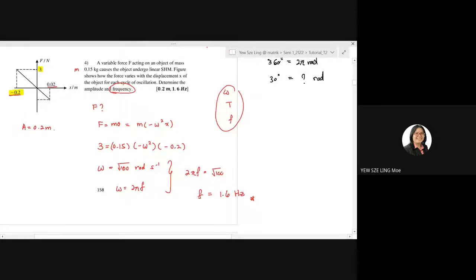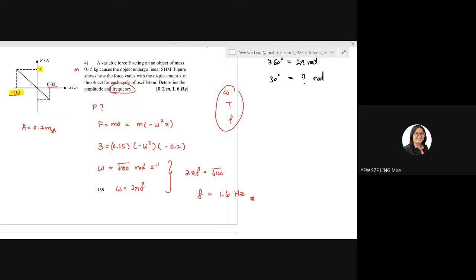So now we have the frequency, we have the amplitude. Remember, if you are given a graph, you try to locate the point where you can link the information from the x component and y component together. So for this question, obviously it happens at F equal to 3 and x equal to negative 0.2. That is the information that we can use in our equation. So when x equals negative 0.2, F is equal to 3 Newton according to the graph.